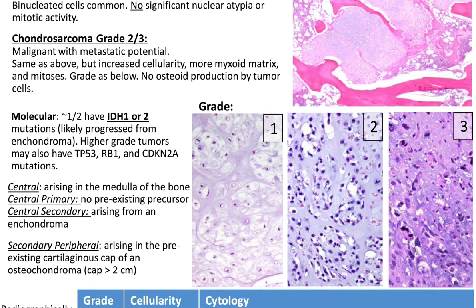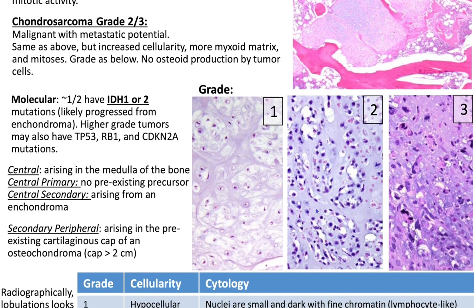Okay, chondrosarcoma grade 2 and grade 3. So these both are malignant with metastatic potential. You'll see the same findings of cartilage entrapping existing bone, but they'll have increased cellularity, increased atypia, increased mitoses, as you can see below. There should be no osteoid production. Otherwise, you want to think about a chondroblastic osteosarcoma.